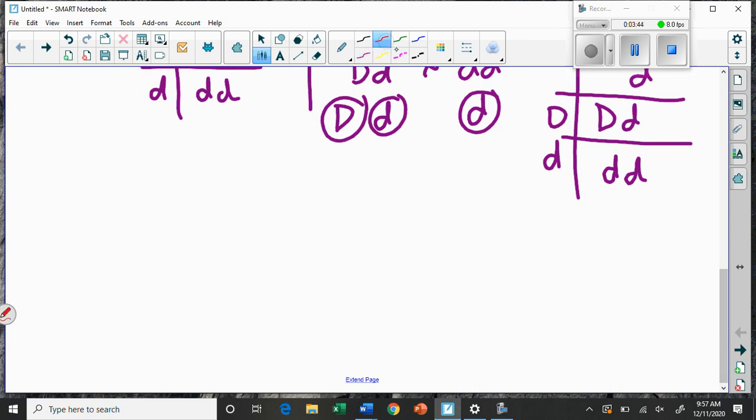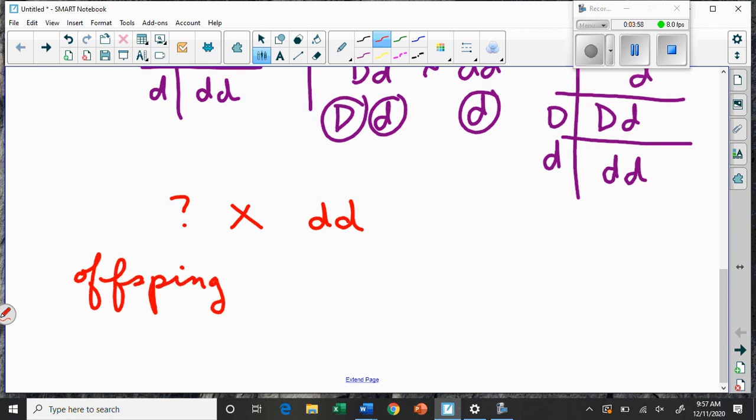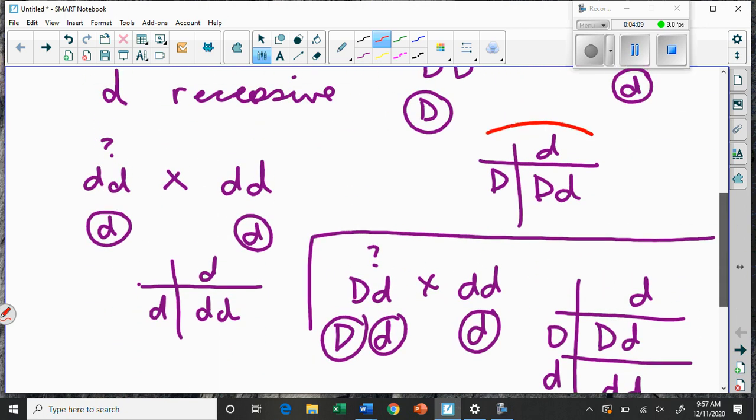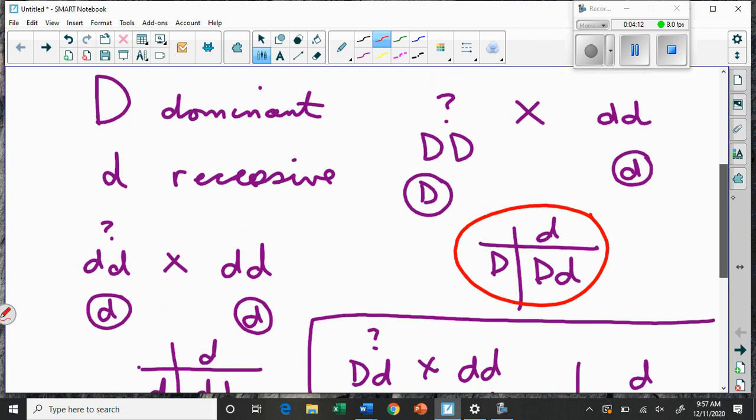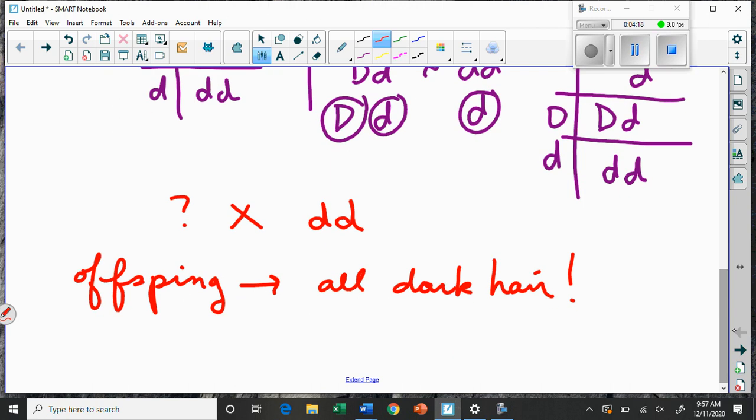So let's say we have an unknown parent, and we cross that with a homozygous recessive parent, and the offspring come out, and they're all dark hair. All dark hair. Well, that means it has to be this situation, which means we know that the genotype of the unknown parent must be this. That would tell us, after that cross, that the parent must have been a double large D, homozygous dominant.